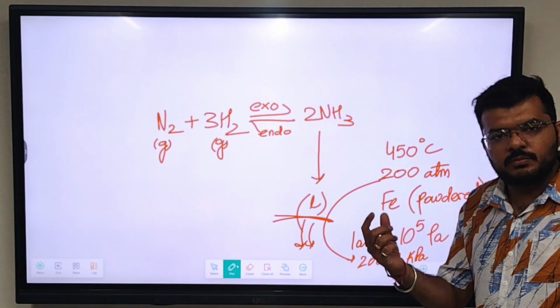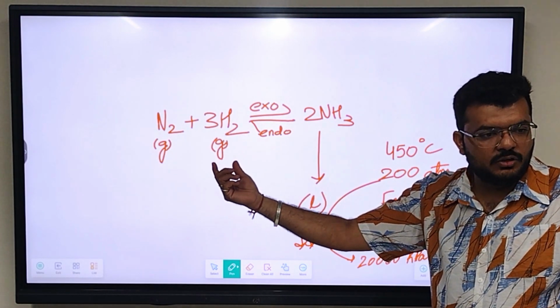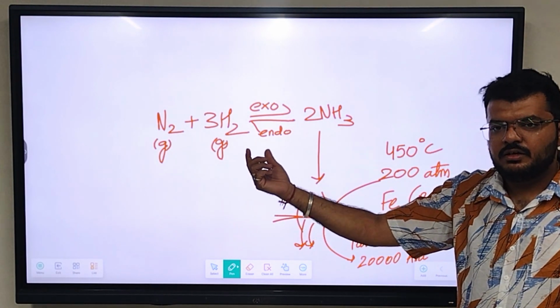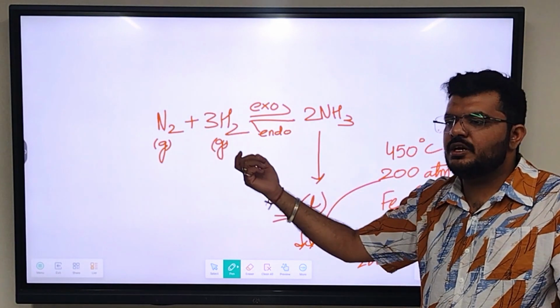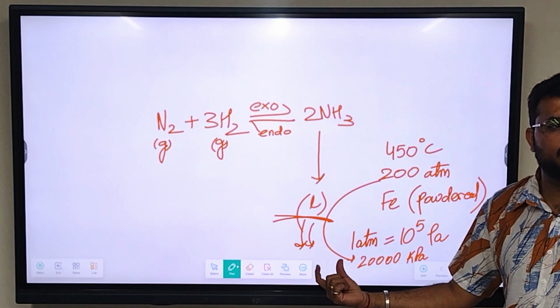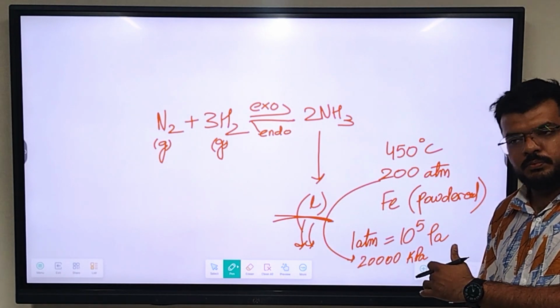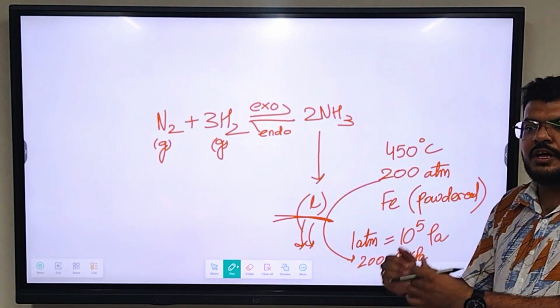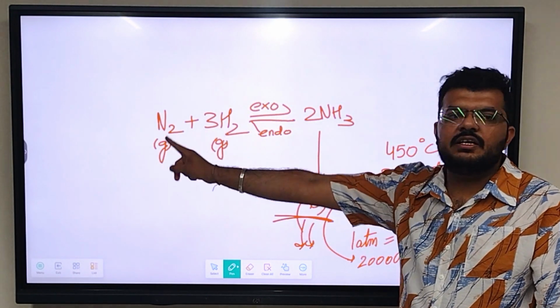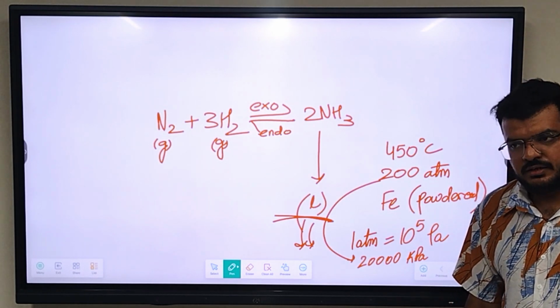But this is important because I want to keep on adding more nitrogen and hydrogen. I will keep on adding more nitrogen and hydrogen. This will keep on producing ammonia. I will keep on extracting this ammonia. And the equilibrium always remains towards the product side, even if I am adding more of the reactants. Make sense? Okay.